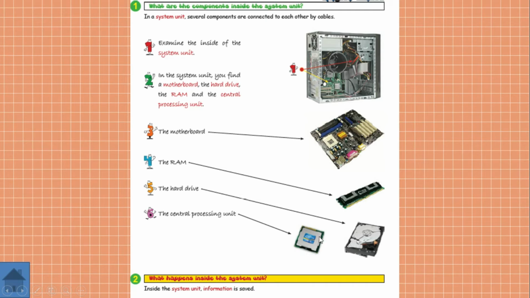Okay, we will study RAM and hard drive, because we will use both of them for saving. I will explain to you later. Okay, what happens inside the system unit? Inside the system unit, information is saved. All the information, text, data, film, image, video, sound, everything, you can save it inside the system unit.